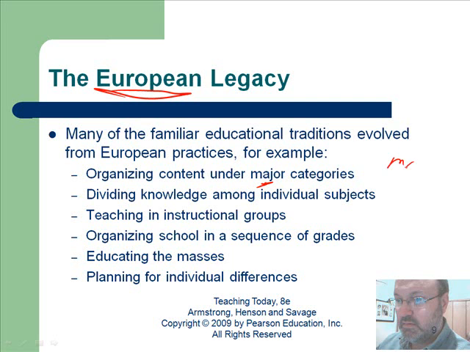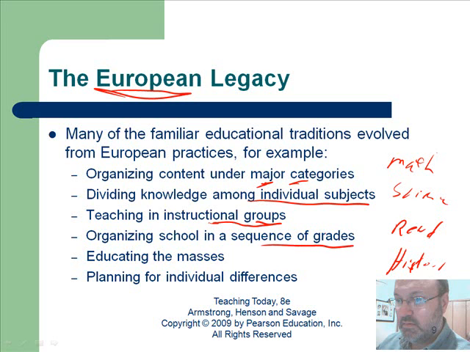So many educational traditions evolved from European practice, for example, like organizing content under major categories. What would they be? Math, science, reading, history, all under categories, and individual subjects. Teaching and instructional groups, like grades, grade 1, grade 2, grade 3. Organizing schools in sequence of grades. Educating masses, like public education, came from Europe. Planning for individual differences came from there.